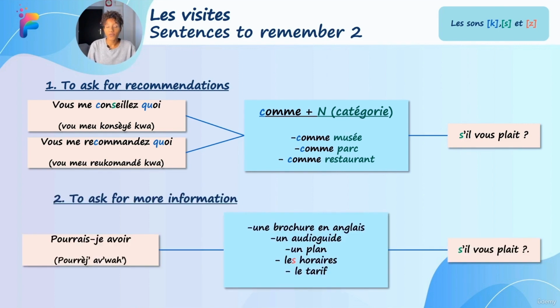If you want to ask for more information, you can use this one. We actually have seen it before. Pourrais-je avoir? We know that one. Pourrais-je avoir? And then you add what you need and you finish your sentence with s'il vous plaît. Let's try. Pourrais-je avoir une brochure en anglais, s'il vous plaît?